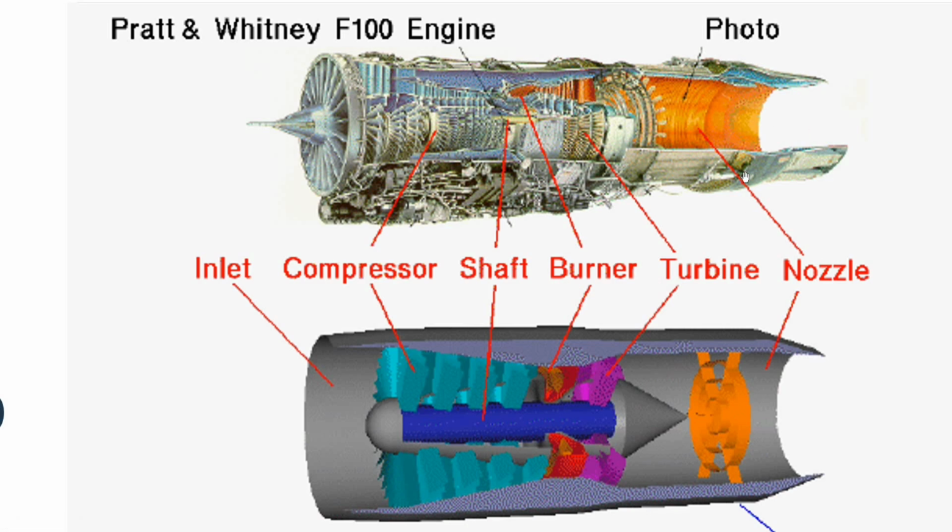The exhaust nozzle plays a critical role in thrust production. Its geometry is carefully designed to accelerate the exhaust gases as they pass through it. As the hot gases expand within the nozzle, their velocity increases significantly, producing the forward propulsion that moves the aircraft.